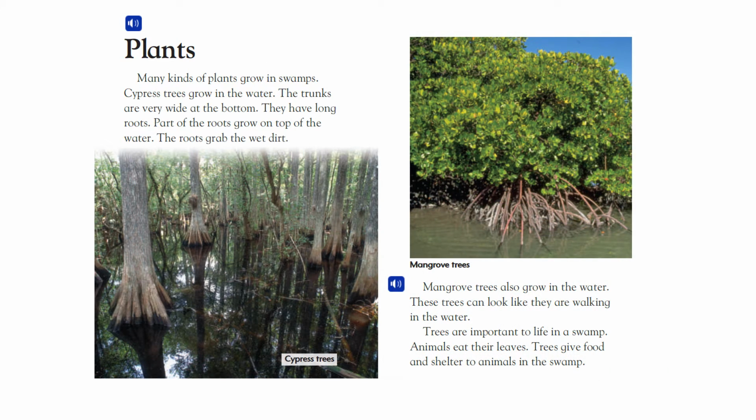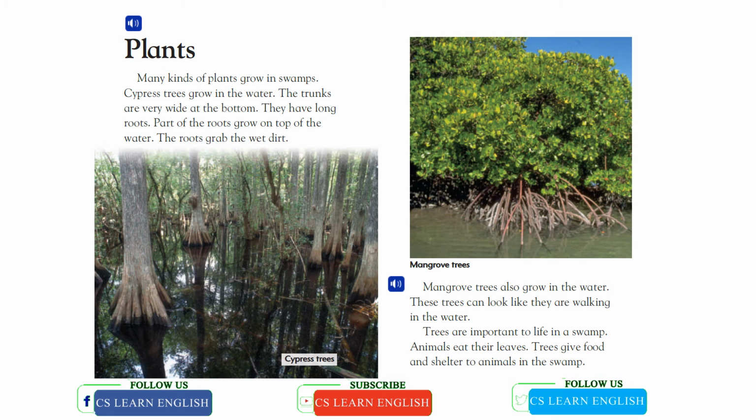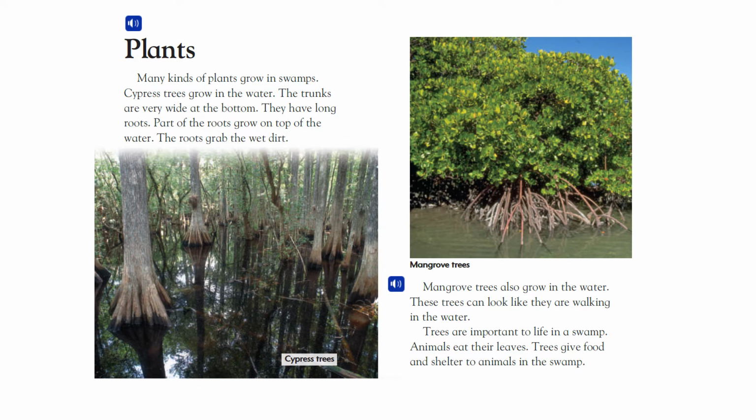Plants. Many kinds of plants grow in swamps. Cypress trees grow in the water. The trunks are very wide at the bottom. They have long roots. Part of the roots grow on top of the water. The roots grab the wet dirt.